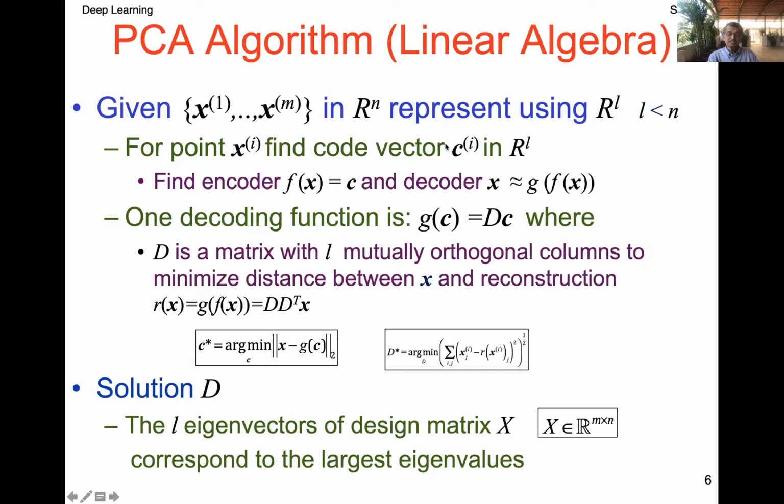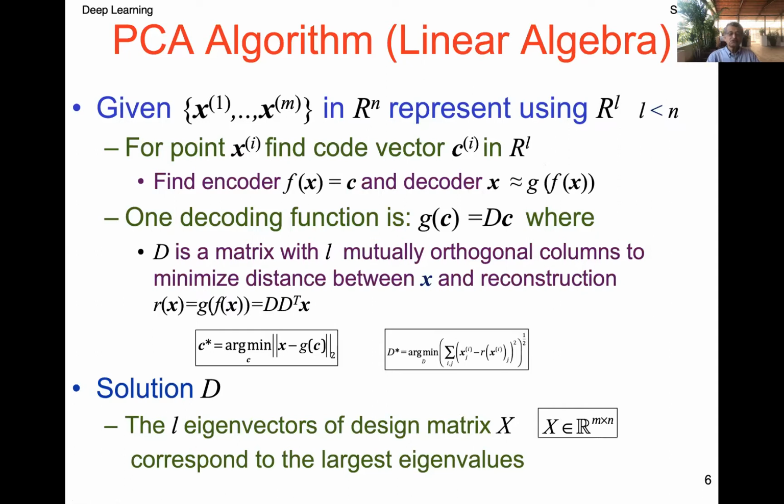X becomes a C. So we need an encoder. We could say f of x equals c. It takes x and gives you a c. So you can map from high dimensional space to low dimensional space, but it would be nice to have a decoder also. Given the mapping f of x, can you find a decoder G that operates on the encoded version and gives you back the original?